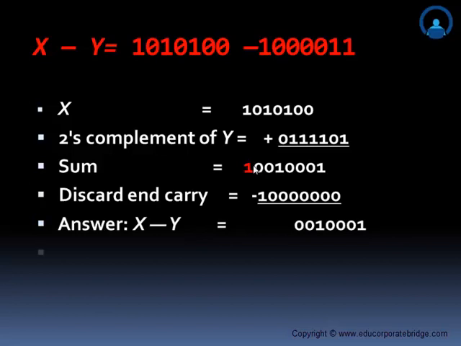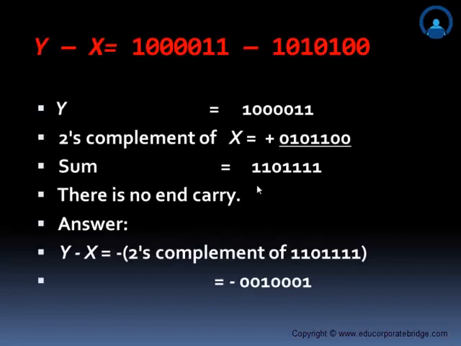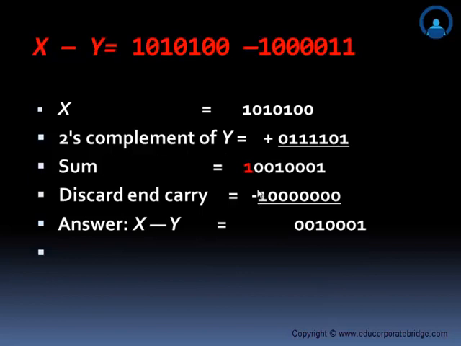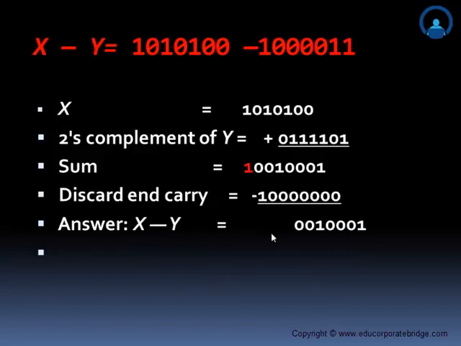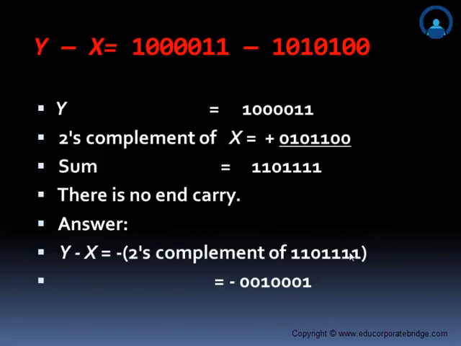So the 1 shows negative. That is the reason we are getting a negative here, as there is a 1 in 2's complement. In 2's complement, a 1 often denotes minus. So that is the reason we get a minus sign at this place, and the answer x minus y is 0 0 1 0 0 0 1. That is the sum.